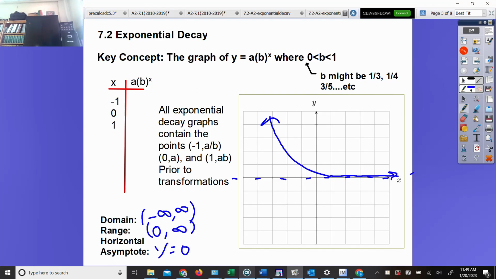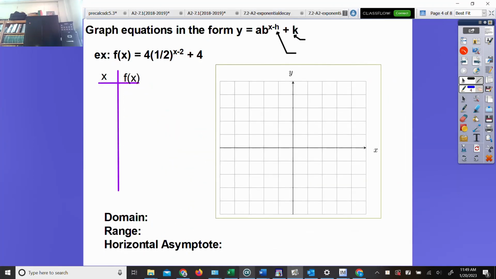All right, there's what that mom looks like. You actually learned 2 more moms. You did. You learned exponential growth and you learned exponential decay. So the next graphing quiz, there will be 2 more moms. Should be easy points. All right, graph the equations in the form y is a times b raised to the x minus h plus k, which we've talked about all year.